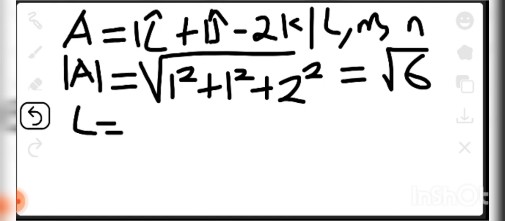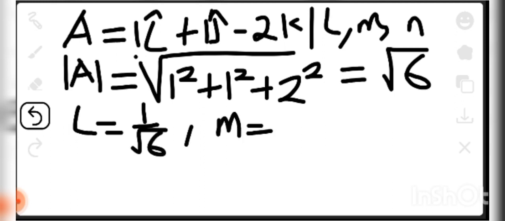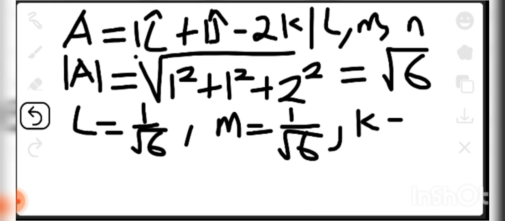L is the direction cosine of the x-axis, which is the coefficient of i over the magnitude. M is the direction cosine of the y-axis, the coefficient of j over the magnitude. N is the direction cosine of the z-axis, the coefficient of k over the magnitude. So that's all. Now, sometimes we could do it this way.